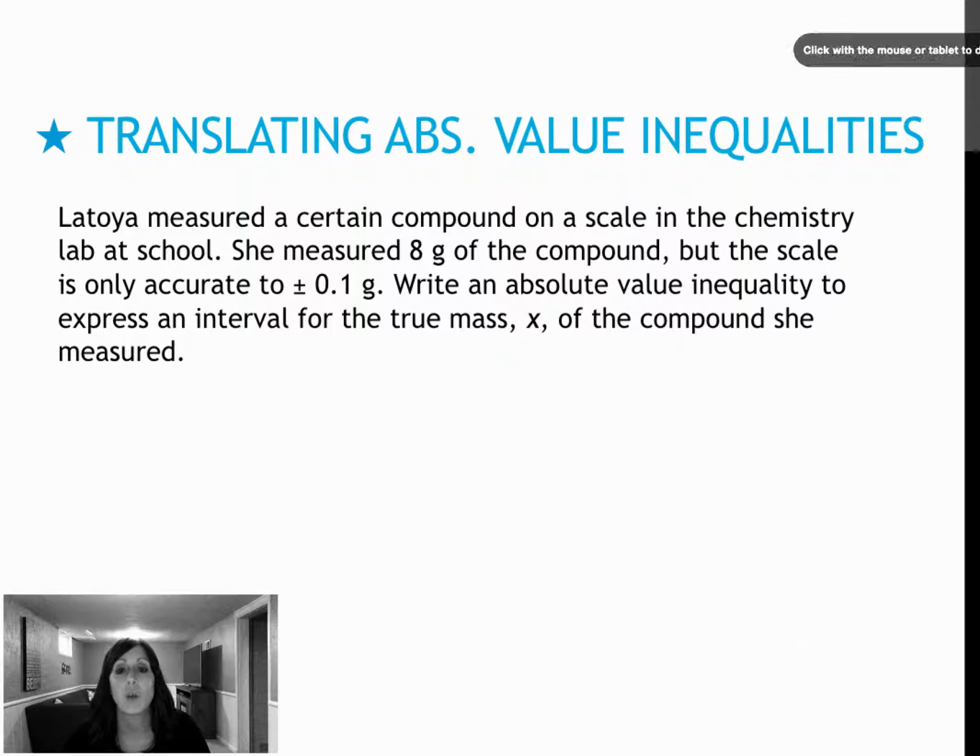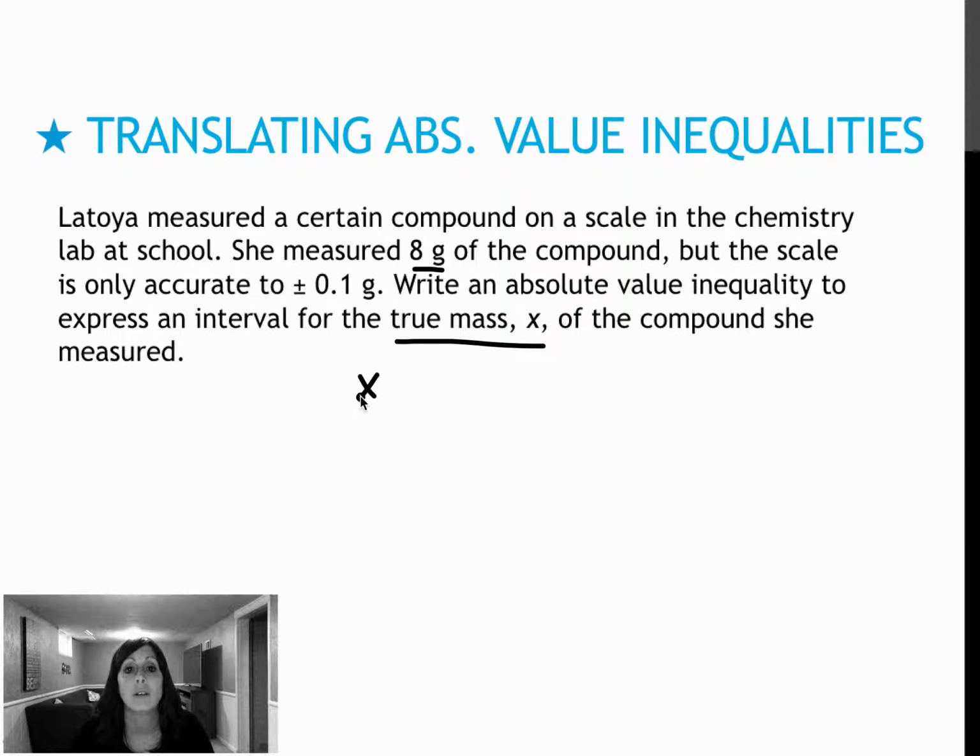Try this one on your own, then press play to see how you did. This one is very similar to the last question that we did. Here we're measuring 8 grams of a compound. The scale is only accurate to plus or minus 0.1. So again, if I take the true mass and I subtract the 8 that I'm expecting, that difference should be less than or equal to 0.1, or 1/10.